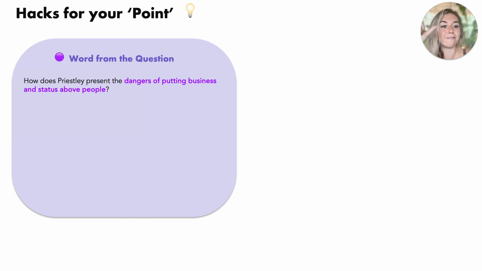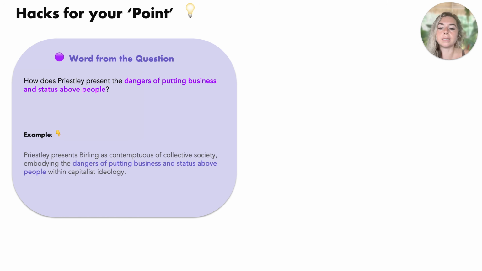I need to be focused on what the word or the statement is I'm focusing on. So my example would be that if I was going to write it up, I want to make sure I'm using those precise words from the question. Danger of putting business and status above people. For example, Priestley presents Birling as a contemptuous collective society, embodying the dangers of putting business and status above people within capitalist ideology. So you can see that I'm actually going to use the phrasing.